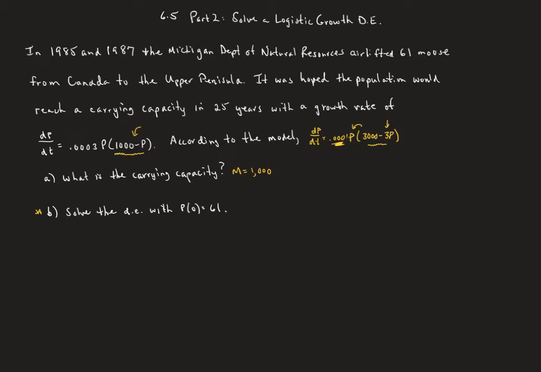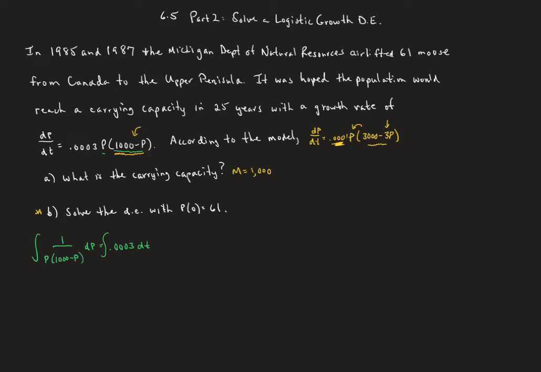So here we go. To separate our variables, we're going to divide the P and the (1,000 minus P) to the other side. So this is going to look like 1 over P times (1,000 minus P) dP. That constant 0.0003, we're going to leave, and multiply the differential dt to the other side. Now we're ready to integrate both sides. Now on the left side, hopefully you see this is going to be our partial fraction integration technique that we're going to have to use.